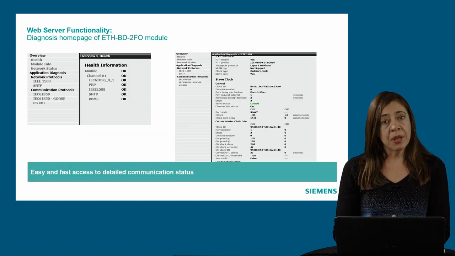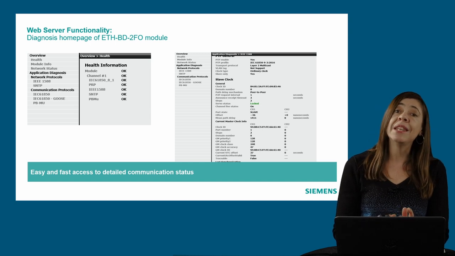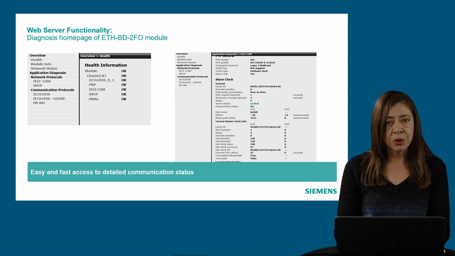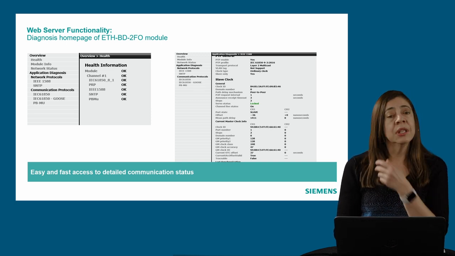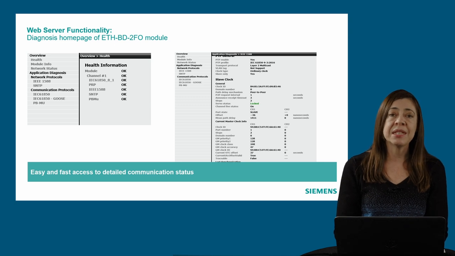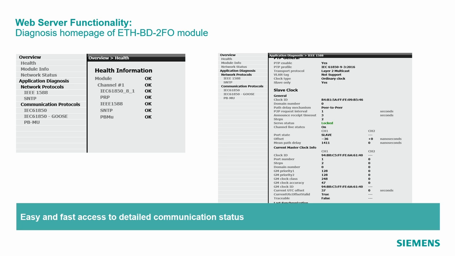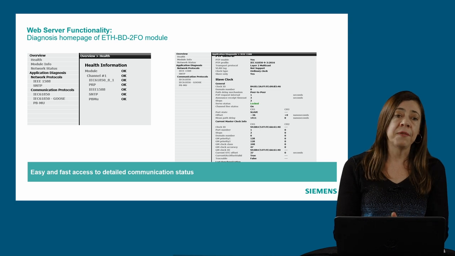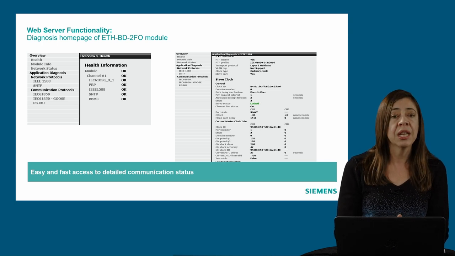There is a second web server that we can access, and it is contained in the communication module. And we can use it for our diagnosis and troubleshooting. So when we get communication with this web server, we can see the status of the communication, the health of the module, and some additional information as, for example, the synchronization status of the merging unit. Here we can see if the device is locked to a master clock, the address of this master clock, the status of the communication, and so on. So you will get easy and fast access to this detailed communication information.